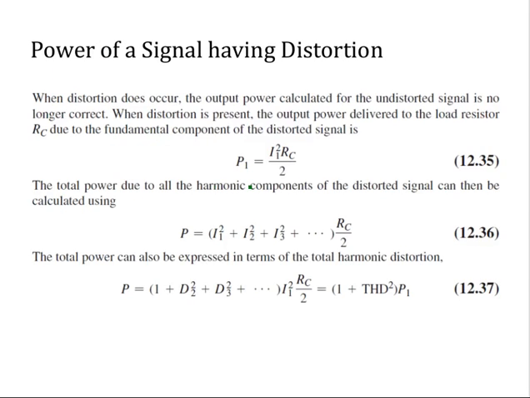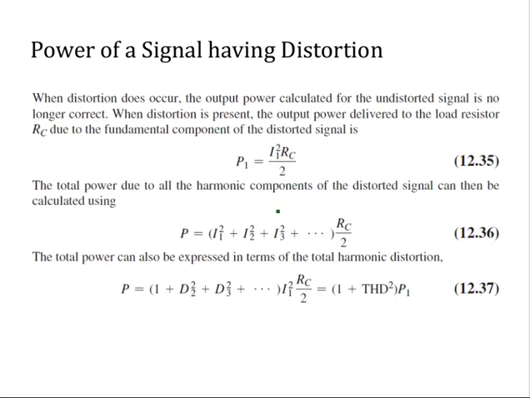Now, power of a signal having distortion. So, when distortion occurs, it is going to affect the output power, isn't it? So, the output power calculated for undistorted signal is no longer correct. For fundamental component, it will be I1 square RC by 2. Now, here you will see this I1 is the peak value. That is why this by 2 has come. It's not the RMS value. I1 is the peak value.